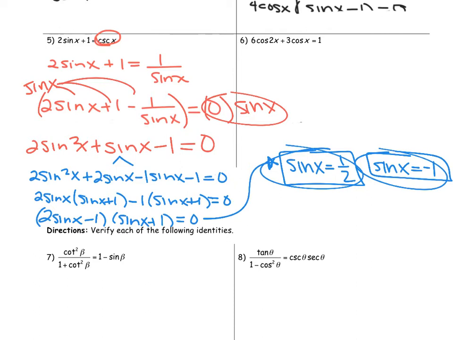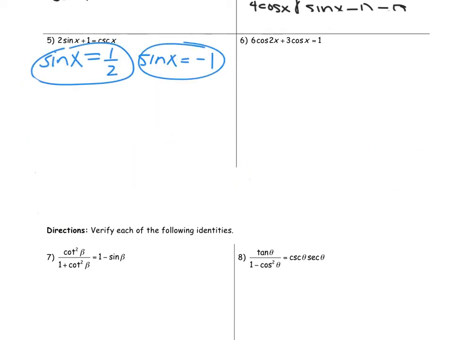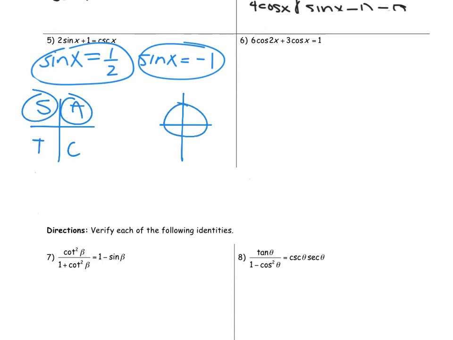Okay, so now let's check the quadrants. So we know that sine is equal to positive 1/2. So I know I'm in the first 2 quadrants here. And now for sine being -1, remember those are along the quadrantal angles. So I'm looking at the points 0, 1, 1, 0, -1 comma 0, and then 0, -1. All right, so let's deal with the sine of x equaling a half first.